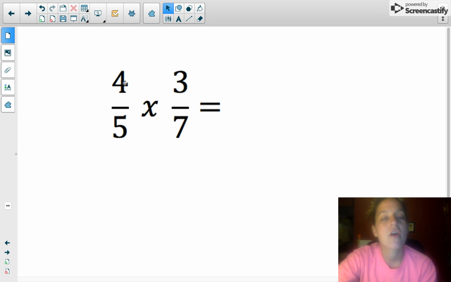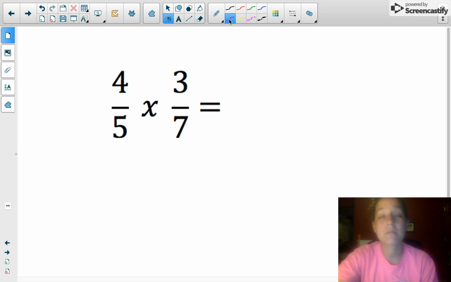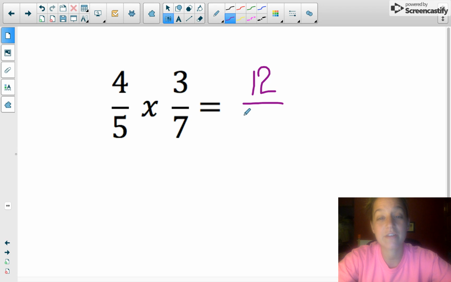So let's look at this. I've got 4/5 and 3/7. My first numerator, top number, is 4. It has nothing in common with either of the bottom numbers. So I'm going to look at my other one, 3. 3 has nothing in common with 5 or 7 either. So because I have nothing in common, I am going to just multiply across and say 4 times 3 is 12. You're going to have to bear with me as I try and write this nicely here. And then 5 times 7 is 35.